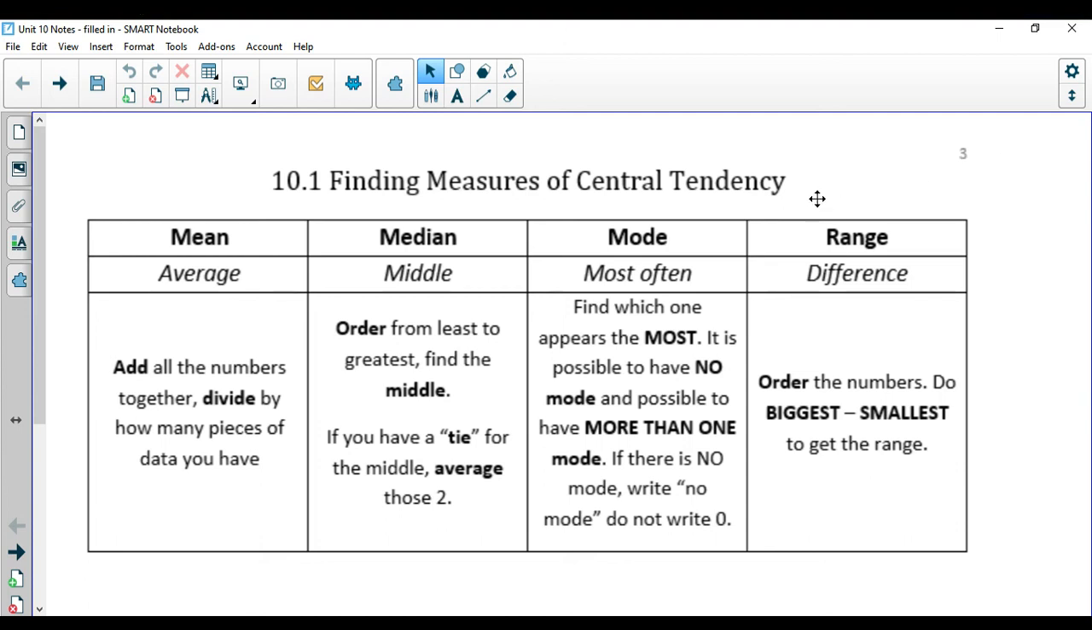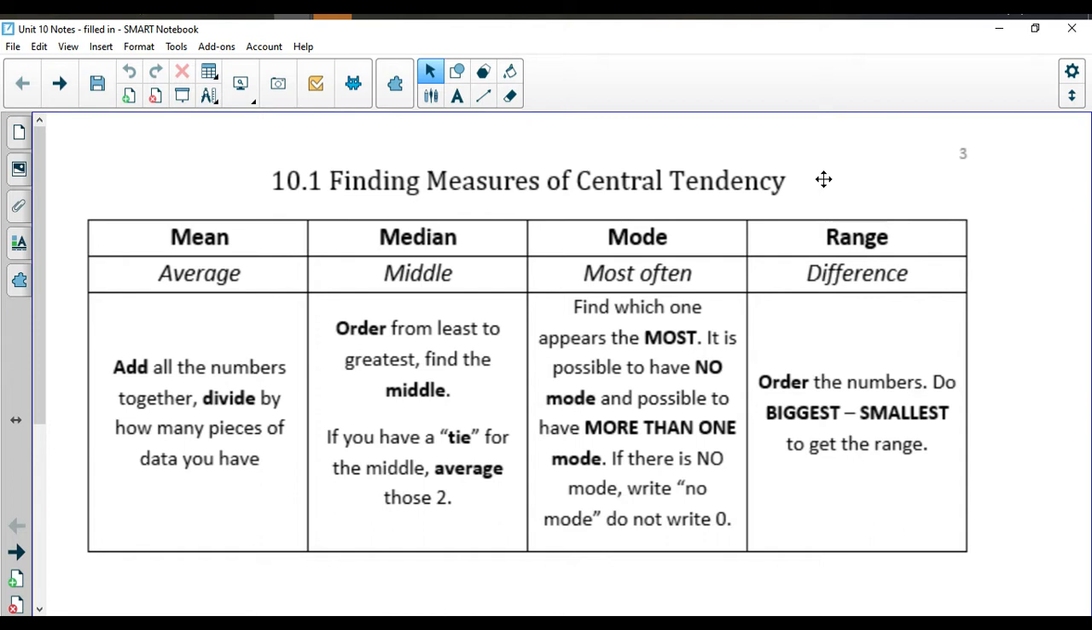All right, lesson 10.1 is finding measures of central tendency. So in this lesson, we're going to start introducing the concepts of mean, median, mode, and range. And you are actually going to use your classroom's data set from your cookie stacking activity to actually calculate the mean, median, mode, and range for inside your notes packet.